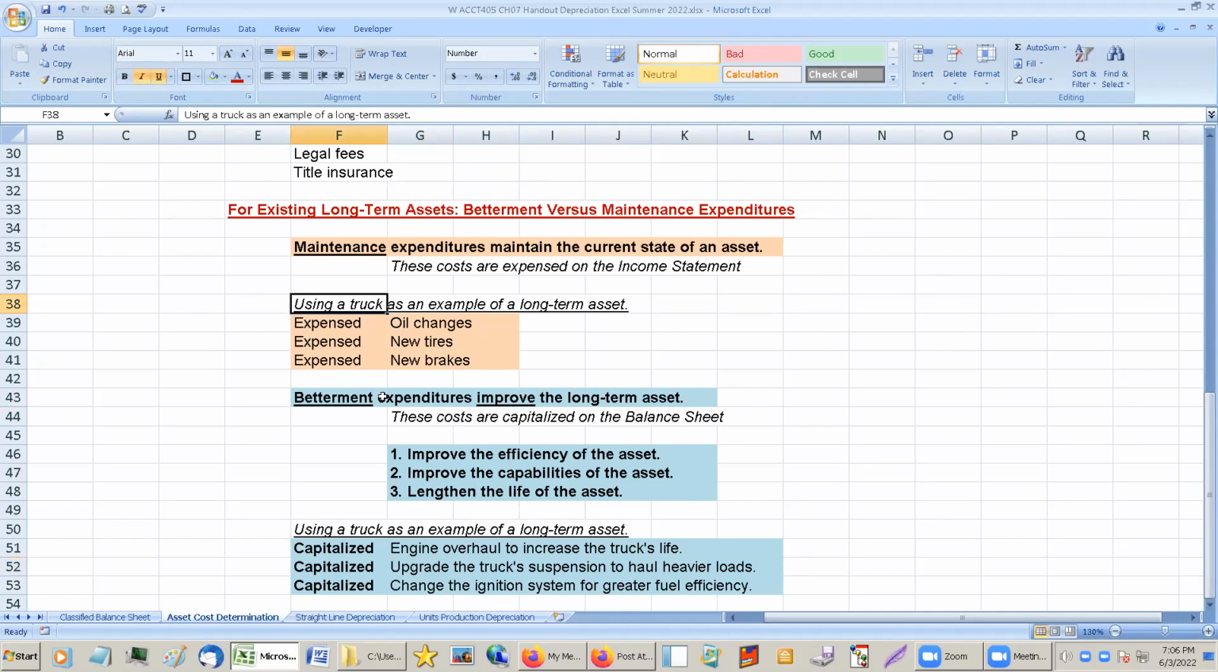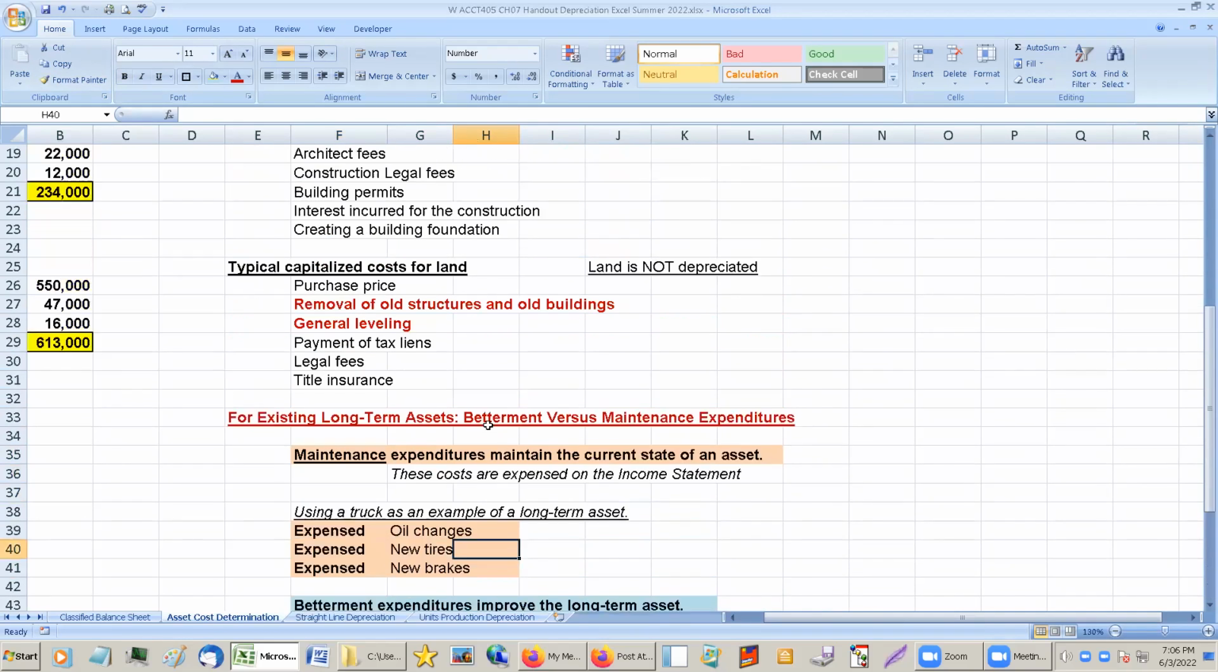Okay, so maintenance is just the normal stuff, and they're just expensed. These are all just expense things, where the asset's performance hasn't changed.